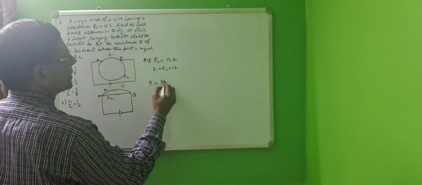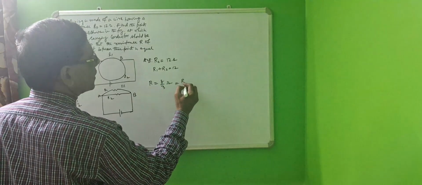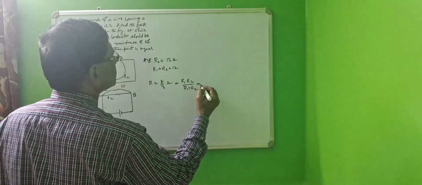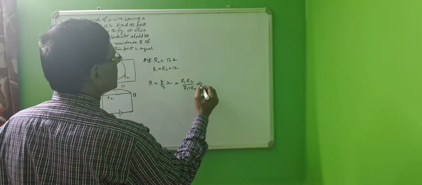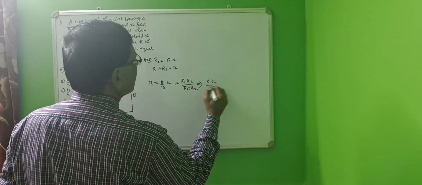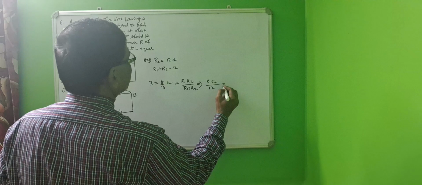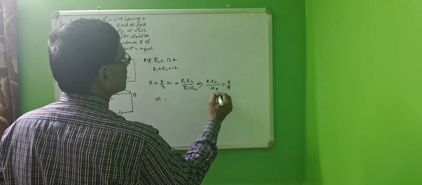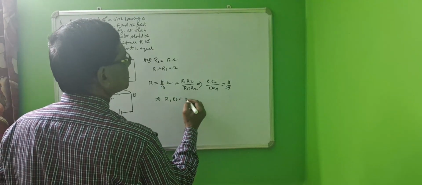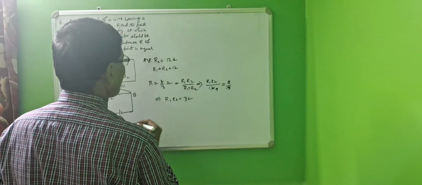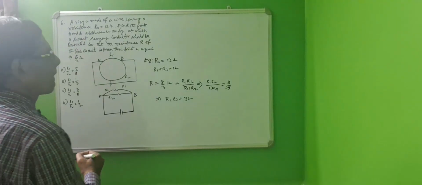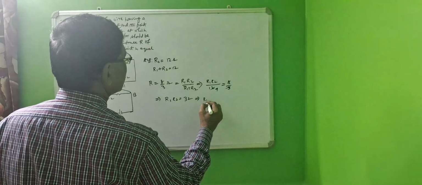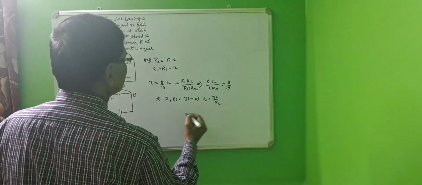Again small r equals 8 by 3 ohm equals R1 R2 divided by R1 plus R2, which implies R1 R2 upon 12 equals 8 by 3, which implies R1 R2 equals 32. This implies R1 equals 32 by R2.